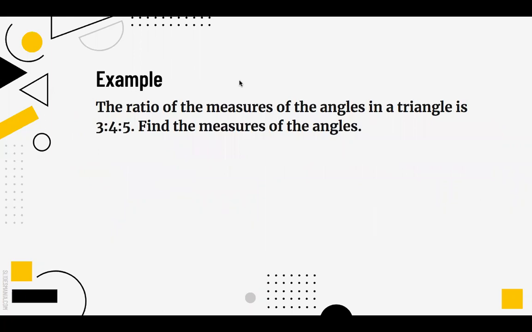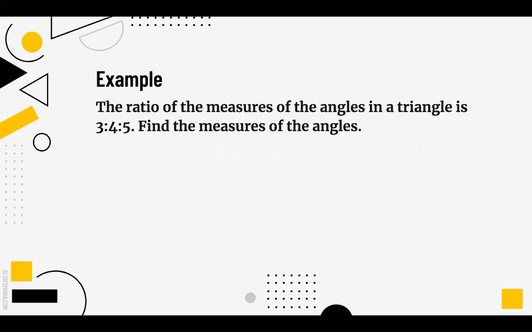So this is an extended ratio, and it says the ratio of the measures of angles in a triangle is 3 to 4 to 5. So find the measure of the angles. What are the three angles going to be if their ratio is 3 to 4 to 5? So what do you know about the angles in a triangle in general? It equals 180. The sum of the angles in a triangle has to be 180, right?